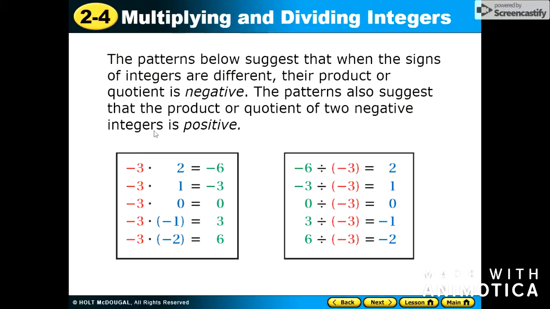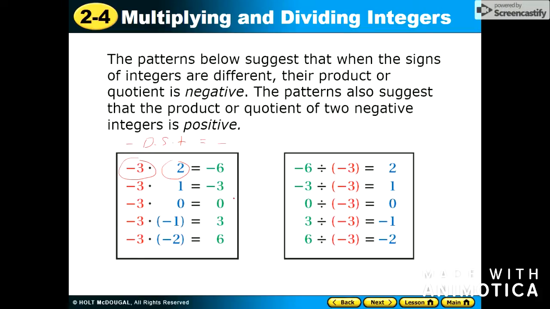Let's take a look at that and check it out. I've got negative 3 all the way down the line on both sides, and that's being multiplied by 2, 1, 0, negative 1, negative 2. And then they give us the answers for those. The one pattern I want you to notice is that when you take two integers with different signs, their answer is negative. So this is a negative times a positive. They have different signs: one's negative, one's positive. When you multiply them, you get a negative answer.